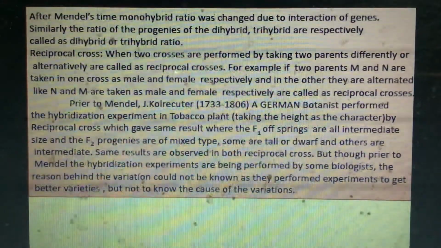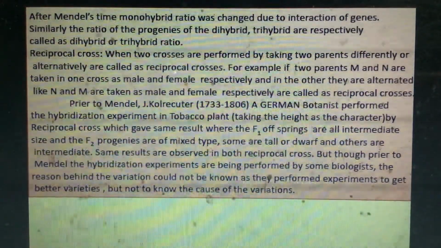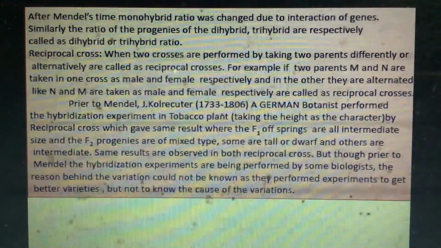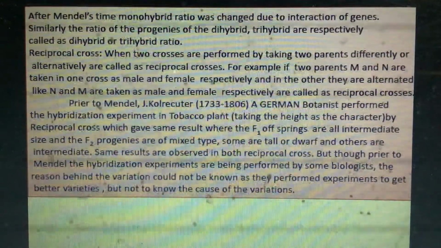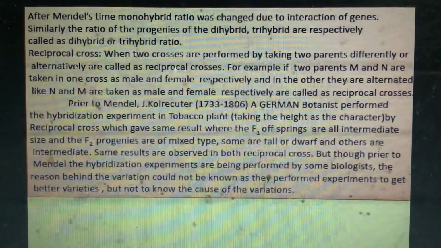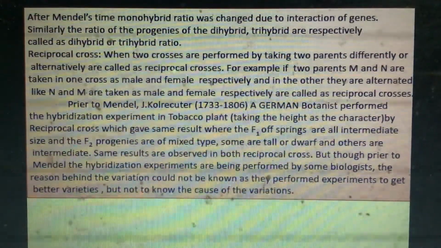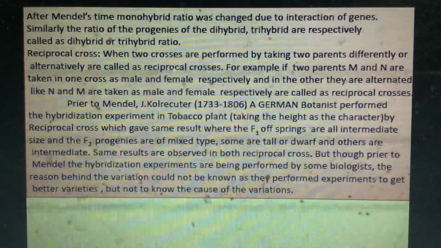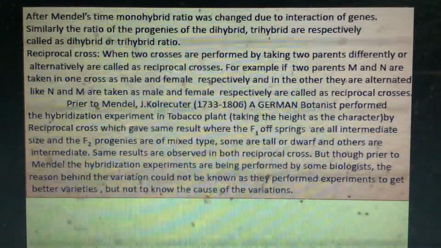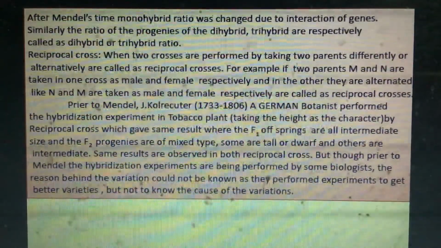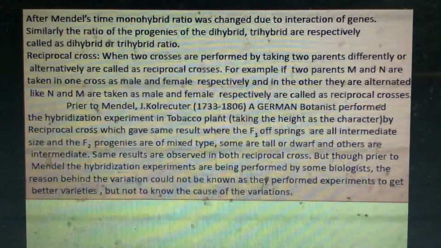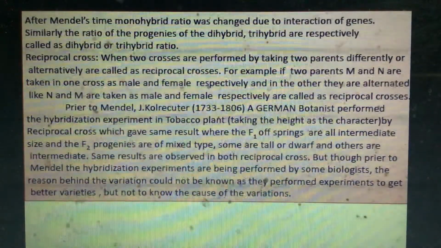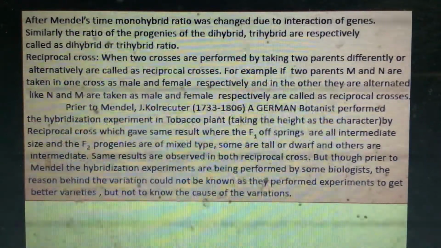1733 to 1806, a German botanist, studied hybridization experiments in the tobacco plant, taking height also into consideration. He also performed the experiment by reciprocal cross, but saw that in both experiments the same results were observed. And that result is different from Mendel's experiment: the F1 offspring are intermediate. They are not the same as the parental type. That means there is no complete dominance.